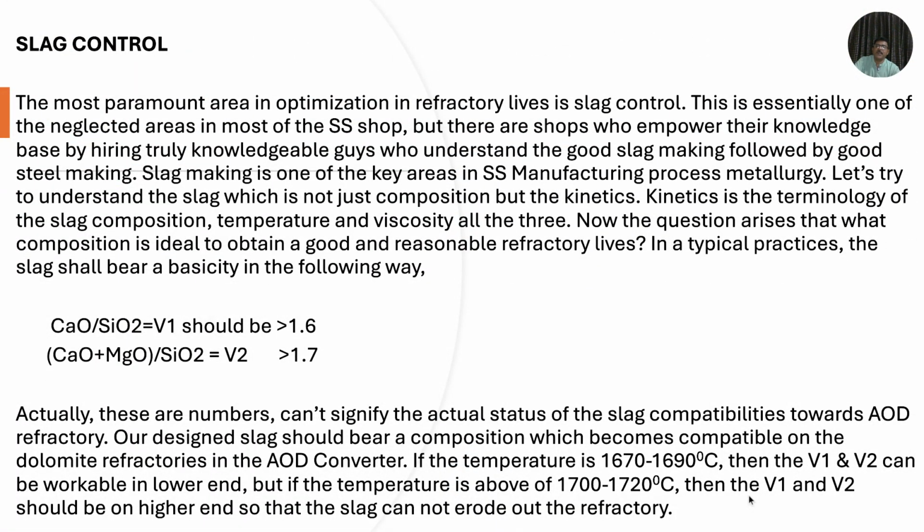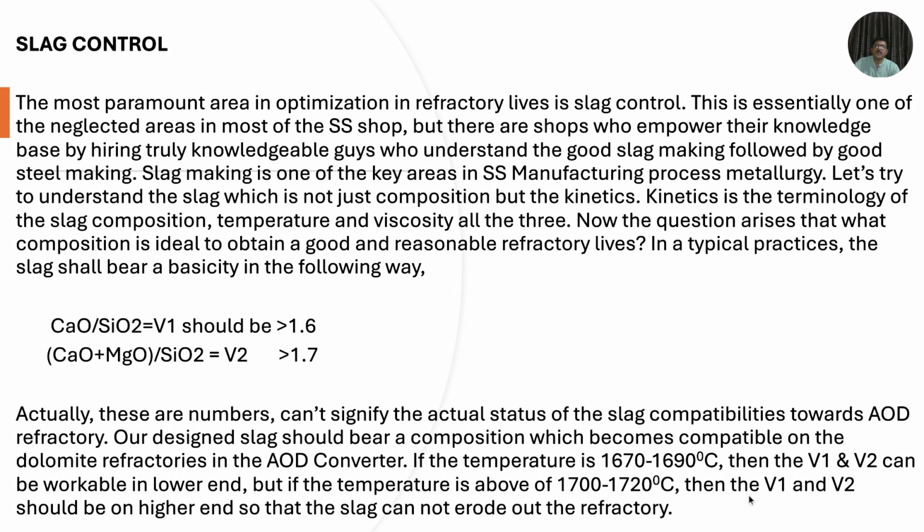The third important point is slag control. The most paramount area in optimization of refractory lives is slag control. This is essentially one of the neglected areas in most of the SS shops. But there are shops that empower their knowledge by hiring truly knowledgeable people who understand good slag making followed by good steel making. Slag making is one of the key areas in the SS manufacturing process metallurgy. Let's try to understand the slag, which is not just composition but also kinetics.